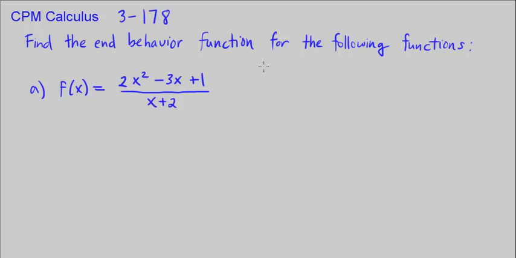This is CPM Calculus, Chapter 3, number 178. Find the end behavior function for the following functions. Okay, so be careful. We're not just looking for the end behavior. We're looking for the end behavior function.